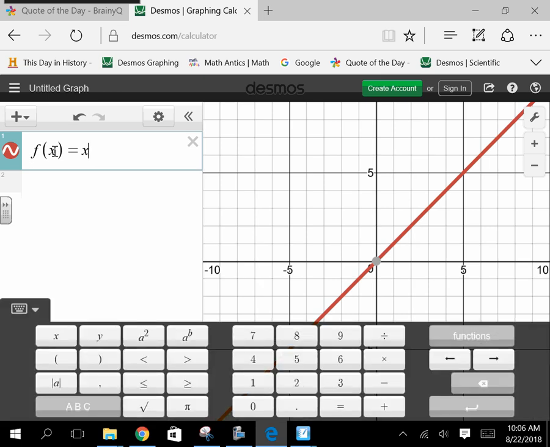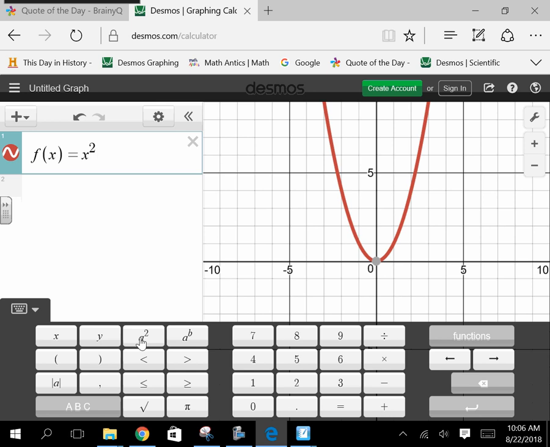Hit the square button. So there's f of x. Remember, f of x just means y. Remember, we're on a higher level now. Function notation. Y equals x squared. There's the graph. Watch this now. That's the parent. I'm going to allow the parent to have a child. And look how the child will look like the parent, but it's not going to be exactly like the parent.